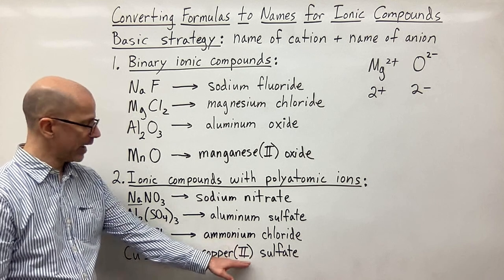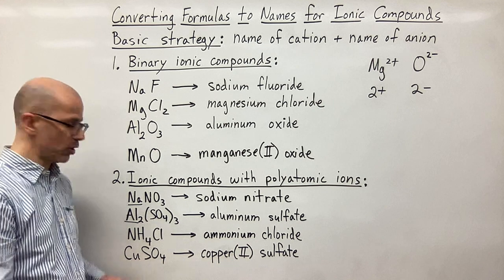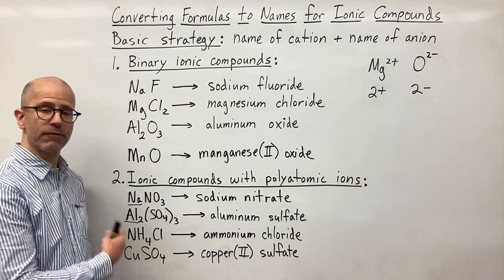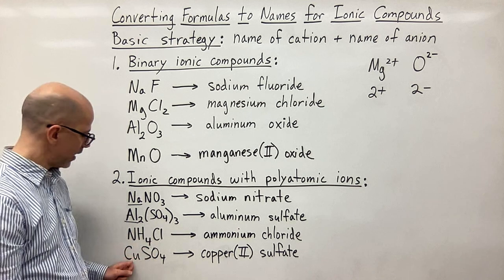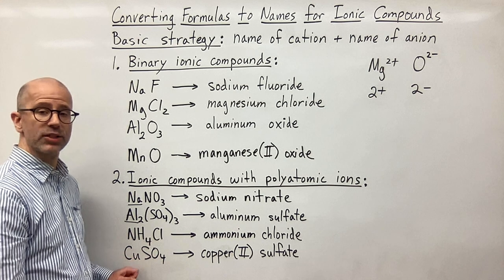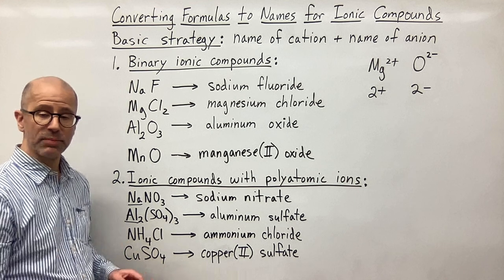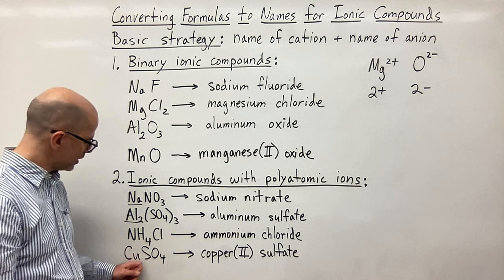But notice that it has a Roman numeral. Why? Because it's a transition element. So remember, when you have a metal, you want to first identify, is it a transition element or not? And then name it. If it is a transition element, you want to have a Roman numeral. There are exceptions. I'll go over the exceptions in a moment. But this is not one of those exceptions.